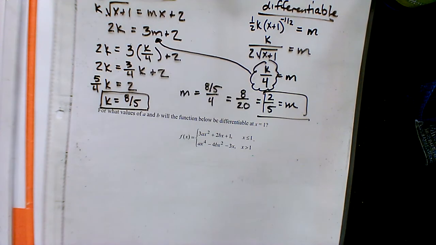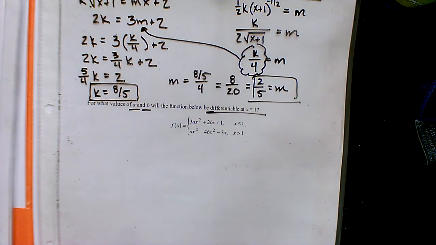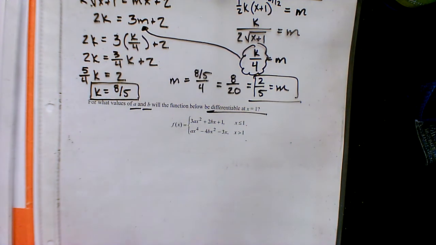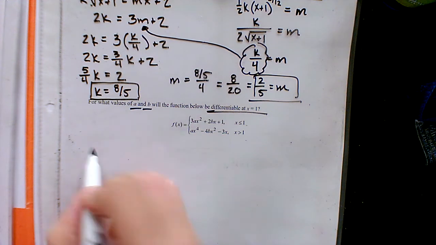Do you guys think you can try the next one? Sure. Yeah, for what values of a and b will the function be differentiable? What did we say the word differentiable implies? Same slope, smoothly connected. If I say a graph is differentiable, what does it also mean? Also imply, also signify? It's continuous, okay?